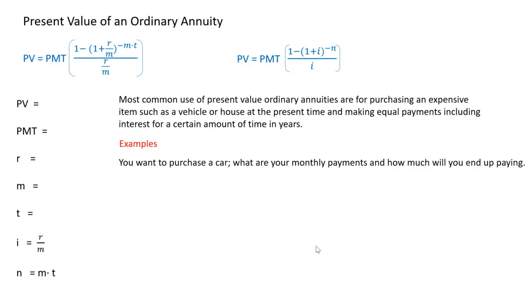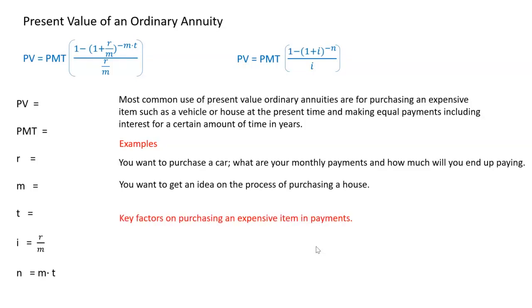Okay, so let's get some examples. You want to purchase a car. What are your monthly payments, and how much will you end up paying for the car? Another one is you want to buy a house. You want to get an idea on the process of purchasing a house. For this one, guys, there are certain things that you need to have in order to be able to purchase a house. For example, these are the key factors in purchasing an expensive item in payments.